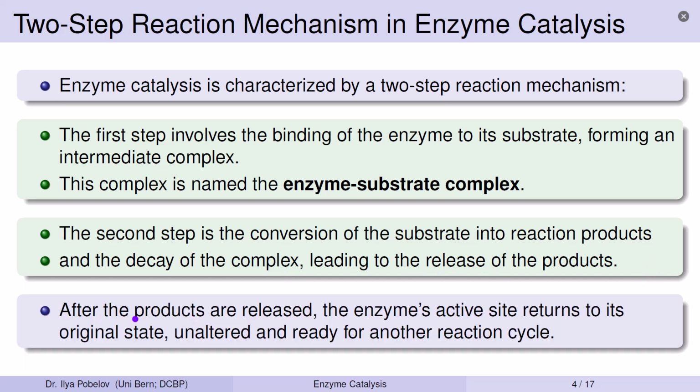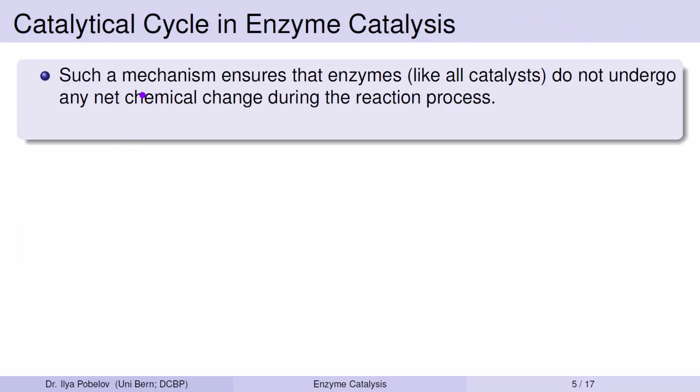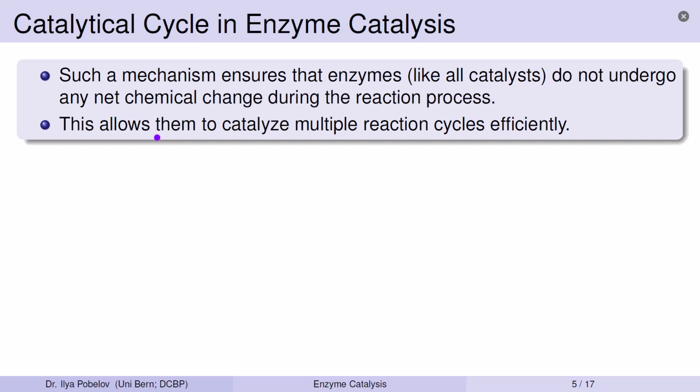After the products are released, the enzyme's active site returns to its original state, unaltered and ready for another reaction cycle. Such a mechanism ensures that all enzymes, like all catalysts, do not undergo any net chemical change during the reaction process. This allows them to catalyze multiple reaction cycles efficiently.